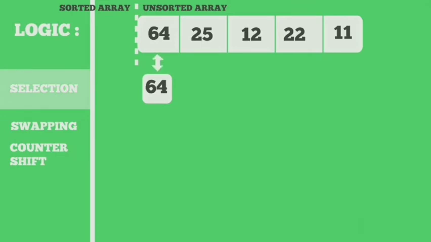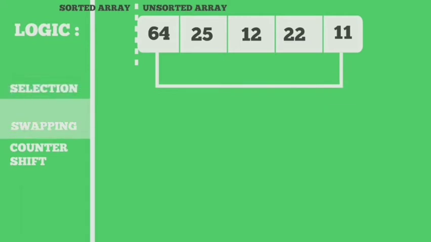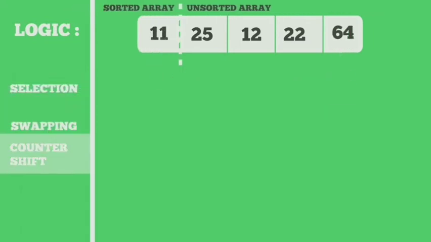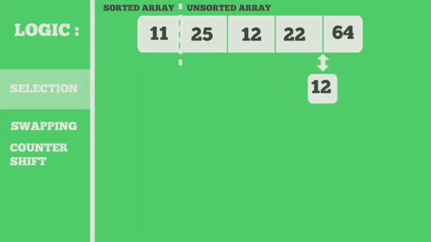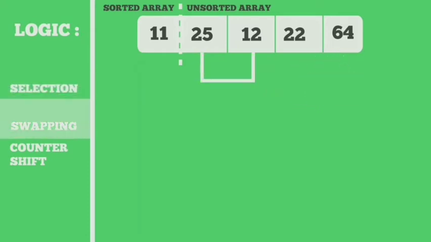The first element is 64, which will be compared with the rest of the elements in the array. 25 is smaller, so the next smallest element will be 25. The next is 12, then 22 and 12 are compared, and next 11. So the least element 11 is found, and then swapping happens. So 11 is already set. The next element is 25, compared with the next element, so that is the least. Then again 22, 64. The least element is found in the third position, so swapping happened.